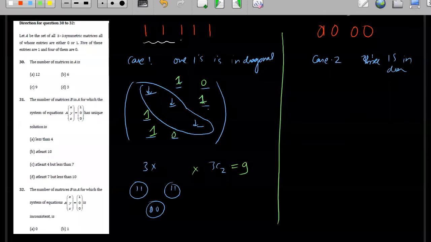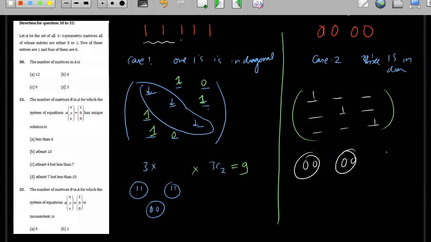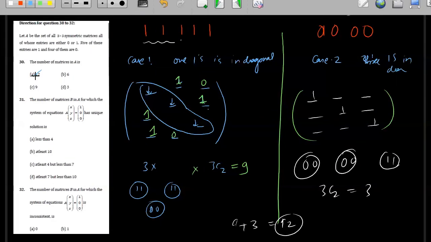Case 2. In these diagonals, 1s are filled. All the diagonals are 1 1 1 filled, right? So how many zeros are left? 2 pairs of zeros and 1 pair of 1. There are 3 places, I will choose 2 places for 0. So again 3 C 2, so this is 3. So how many options? 9 plus 3 is equal to 12. So the answer is 12. Only this thing is important, right?